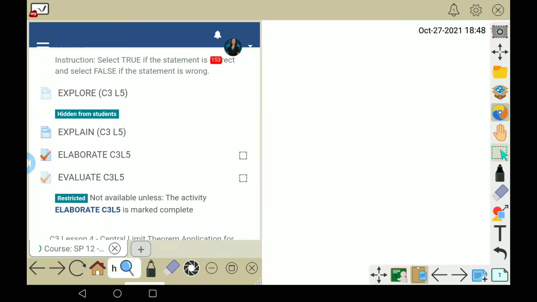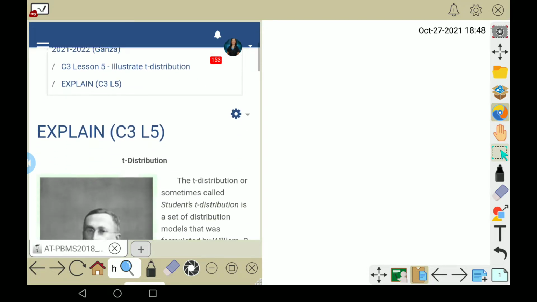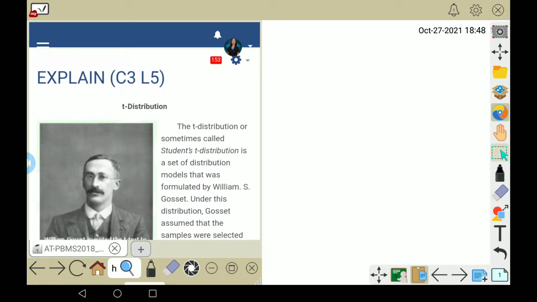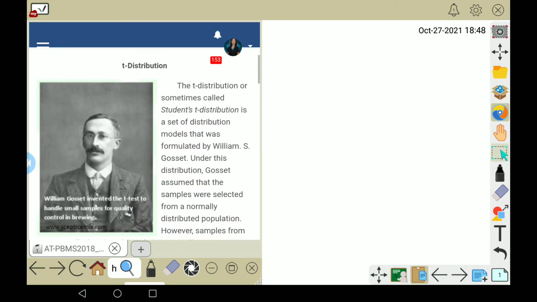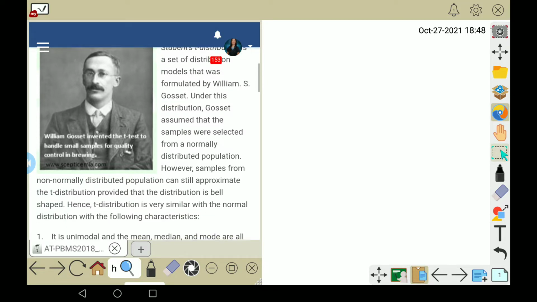First, we need to discuss what the T distribution is. The T distribution, sometimes called Student's T distribution, is a set of distribution models that was formulated by William S. Gossett. Under his distribution, Gossett assumed that the samples were selected from a normal distribution. What do we mean by that?